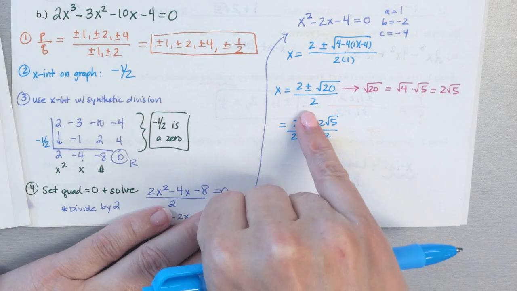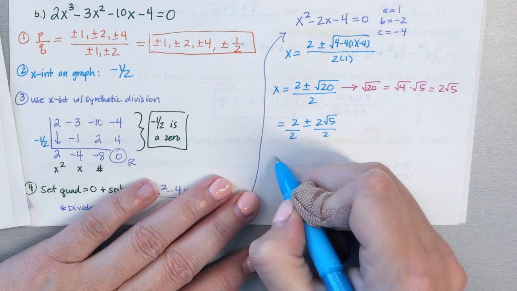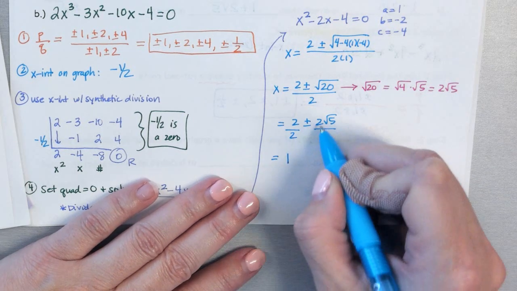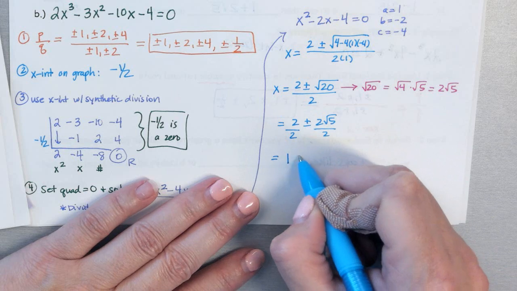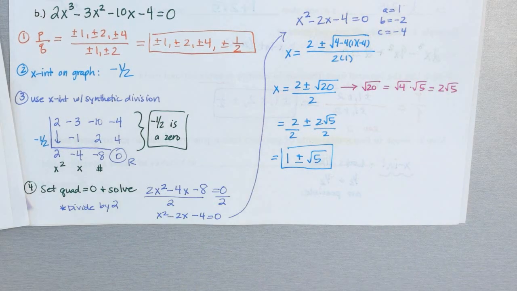If you have 2 terms, you divide each term by the bottom number. So 2 divided by 2 is 1. 2 divided by 2, that would be 1. 1 root 5 is just root 5. There you go. And then your last step is just to list all of your zeros.